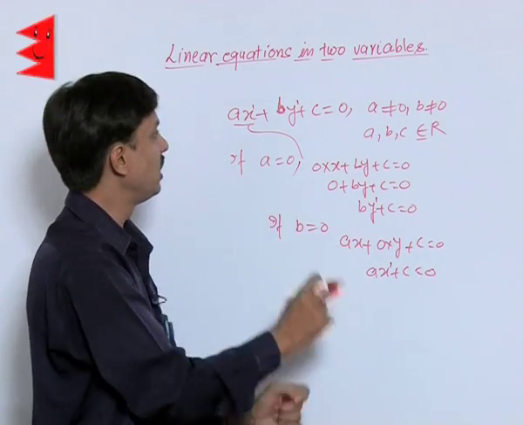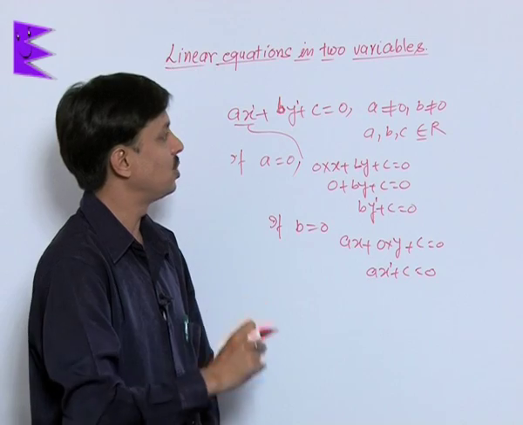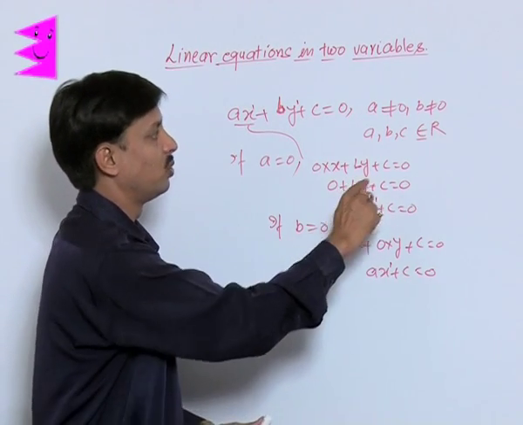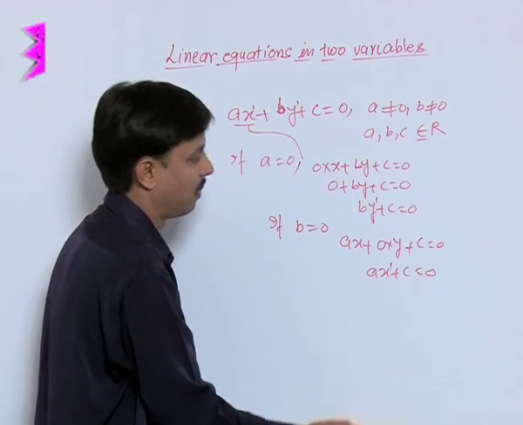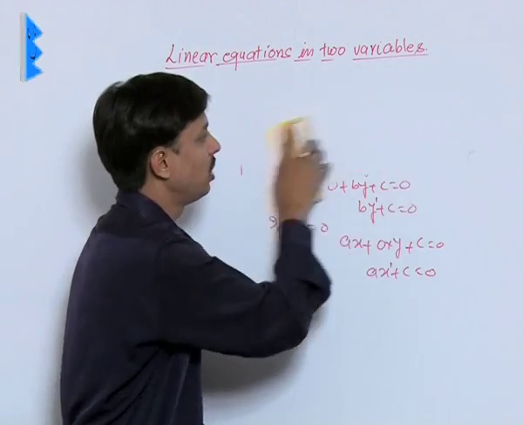That's why we say any equation of the form ax plus by plus c is equal to 0, where a is not equal to 0, b is not equal to 0, and a, b, c are real numbers, such an equation is known as the linear equation in two variables.